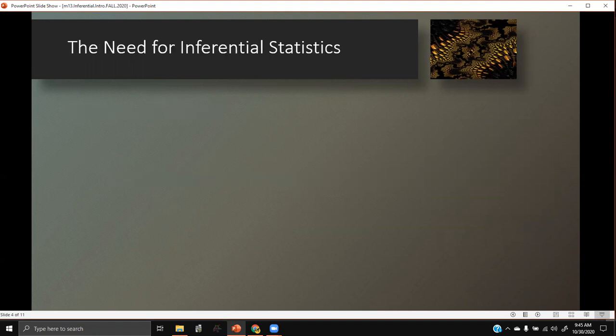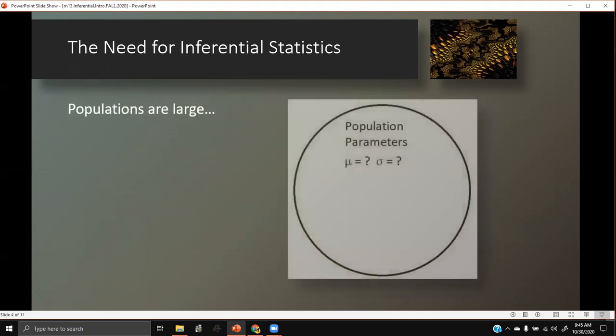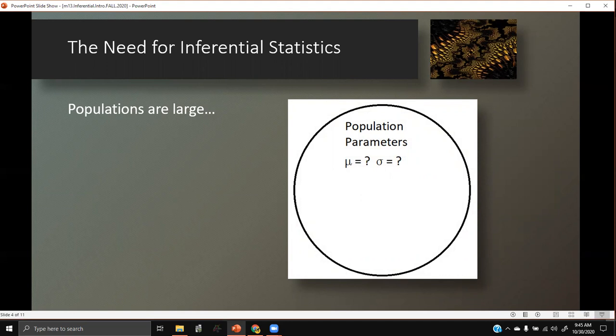There is a need for inferential statistics. Populations are large. The parameters such as the mean and the standard deviation, things like that, are truly unknowable. Now, sometimes we really do need to know those values because we'll need to make decisions that are rooted in those values. So what do we do?